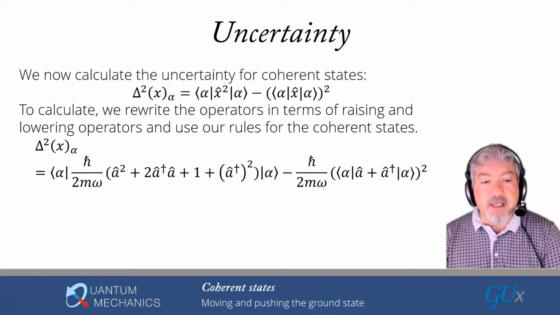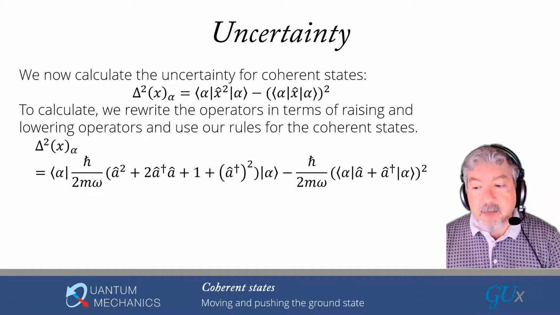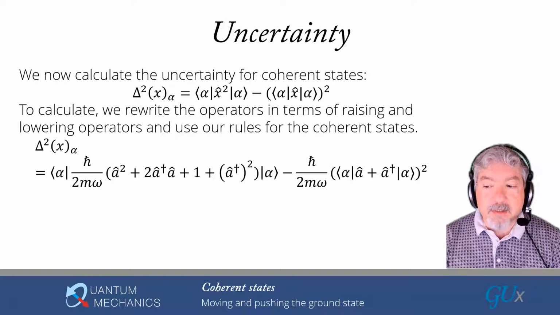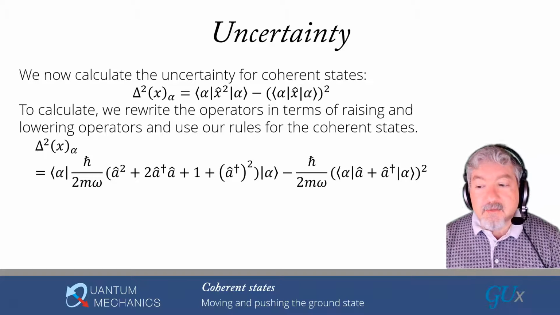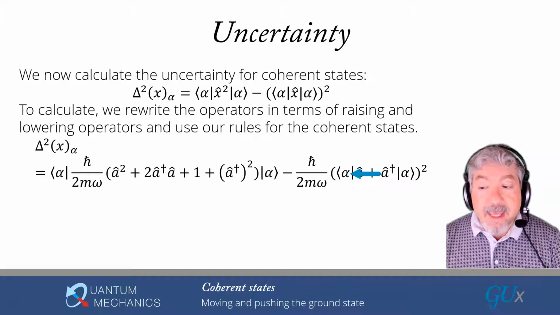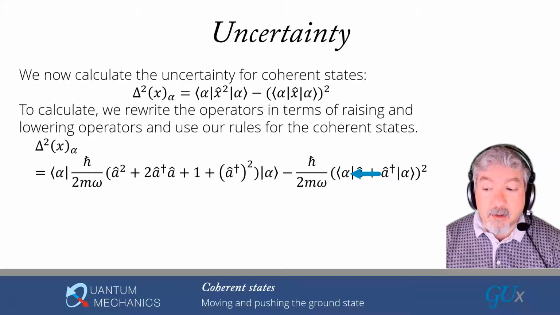The way that we do this is every a operator gets replaced by an alpha, and every a hat dagger operator gets replaced by an alpha star. Even in the term on the right-hand side, which you might be confused by, that a hat operator I evaluate to the right, it gives me alpha. The a hat dagger term I operate to the left, it gives me alpha star.